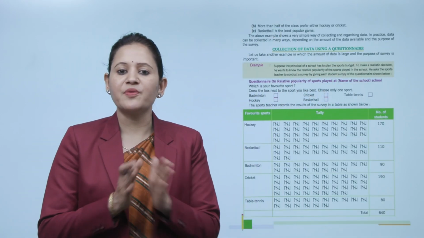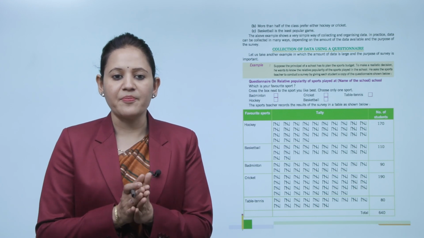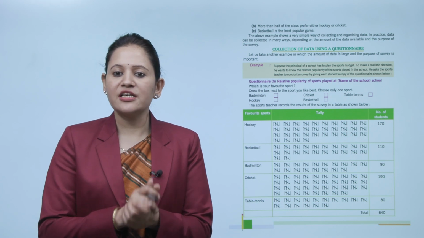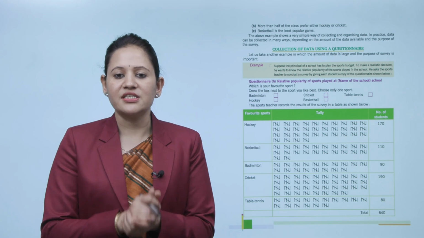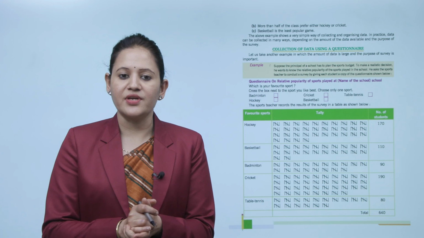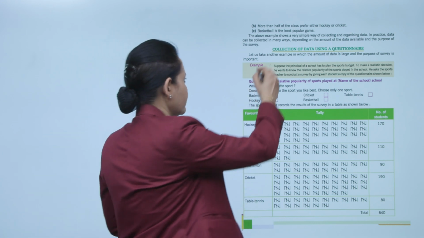More than half of the class prefer either hockey or cricket. Basketball is the least popular game. The above example shows a very simple way of collecting and organizing data. In practice, data can be collected in many ways depending on the amount of data available and the purpose of the survey. Next is collection of data using a questionnaire.